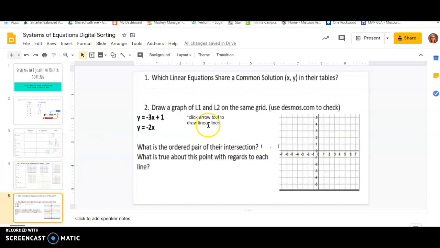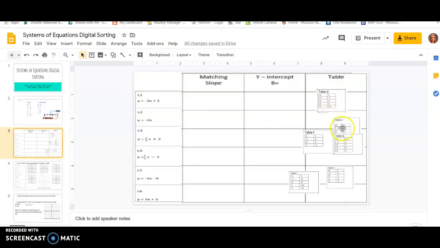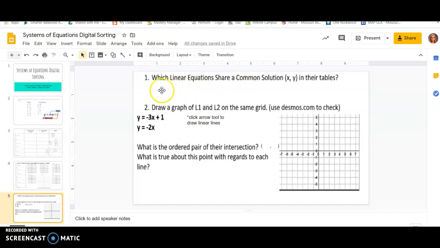Then on the very last slide, this is trying to connect it all. It says which linear equations share a common solution. So you're going to refer back to slide 3 after you've sorted them to their correct linear equation. And you're going to look, remember these are ordered pairs, and you're looking for any ordered pairs that these tables have in common. And you're going to list them there. That's a very, very special purpose. They share the same x and y.